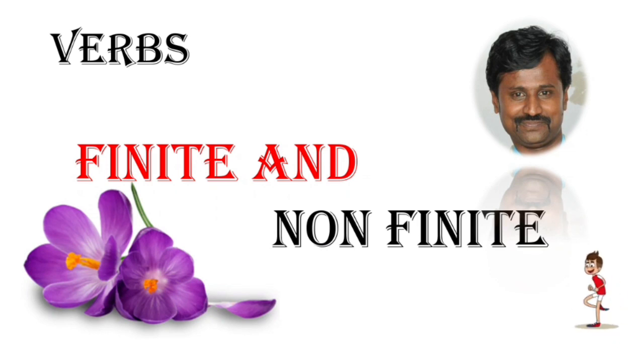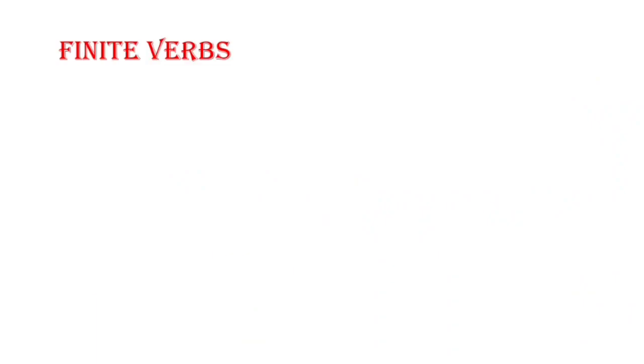In the verbs and its types video I gave the types: action verbs, linking verbs and helping verbs. Now here are the other two types of verbs, finite and non-finite verbs. Now let us begin to learn finite and non-finite verbs. Here finite and non-finite verbs are not different like the other verbs. Here the same action verbs, linking verbs and helping verbs are the finite and non-finite. Let's see which are the finite and which are the non-finite.